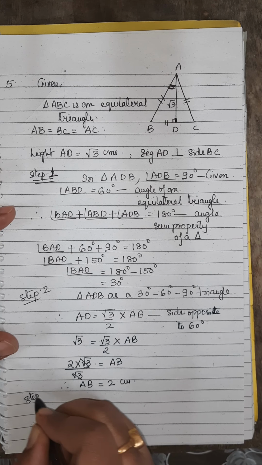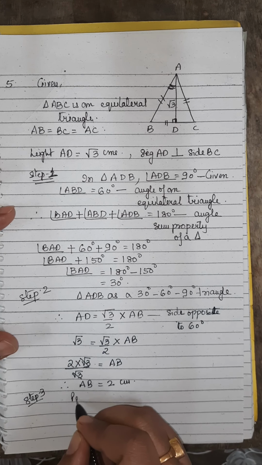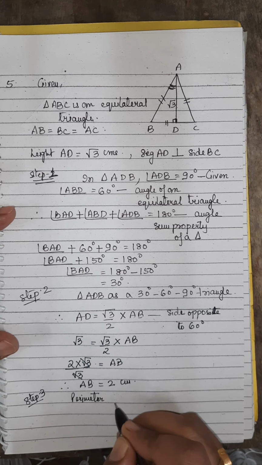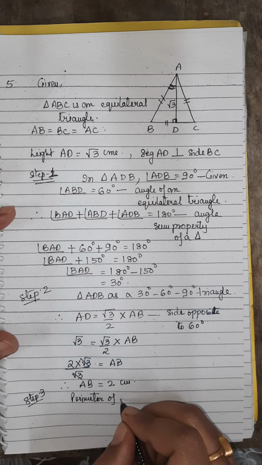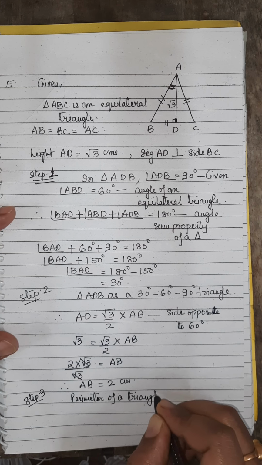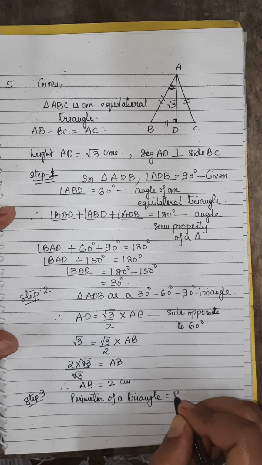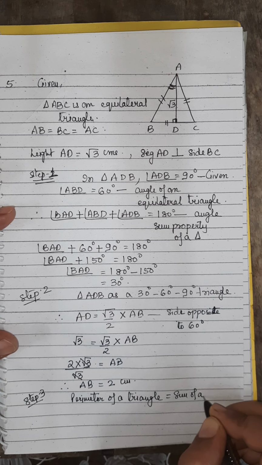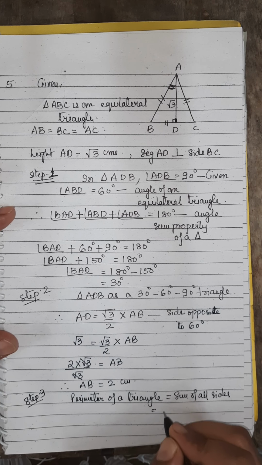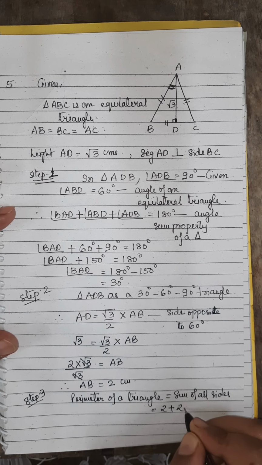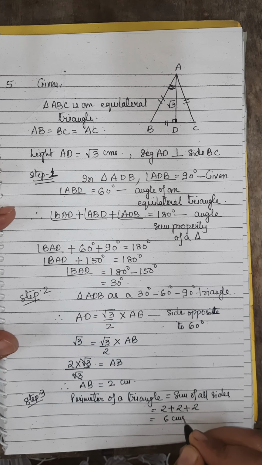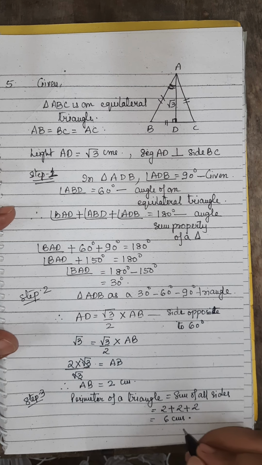Therefore, the perimeter of the triangle will be sum of all the sides, or because it is an equilateral triangle, 3 multiplied by side, is equal to 6 centimeters, and your answer.